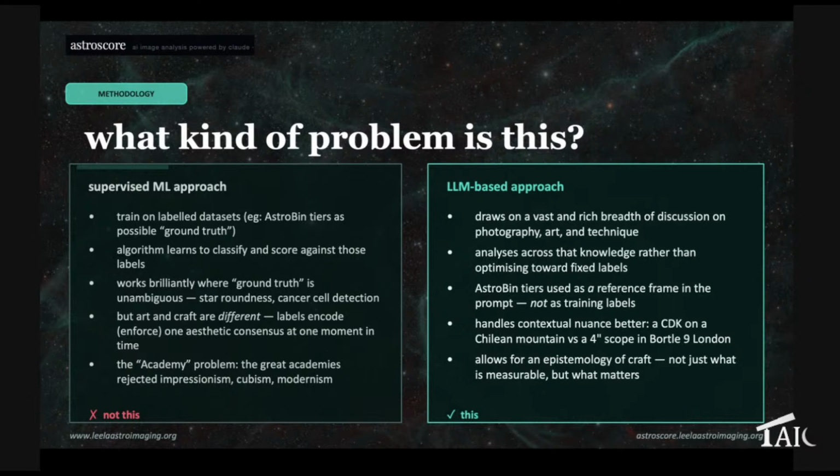And I really wanted to avoid what was the academy problem in fine art, where once upon a time the great academies would be the judge of what constituted art, and those academies rejected impressionism when it came, rejected cubism, rejected modernism, and I didn't want that to be happening. I tend to get very nervous when there's consensus around what is considered to be beautiful or not beautiful. And that took me away from this supervised machine learning approach.